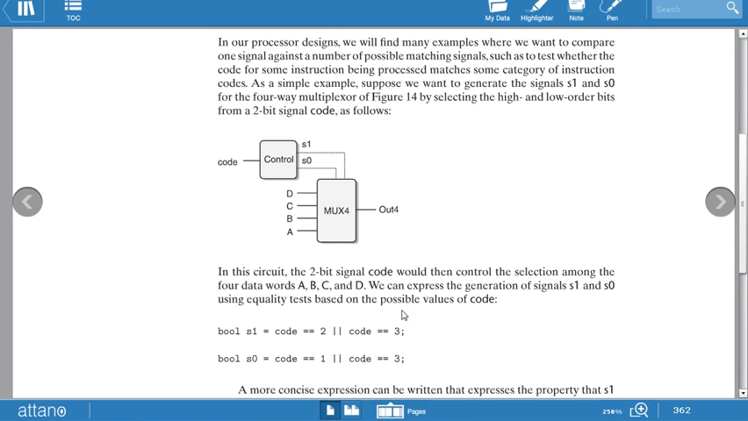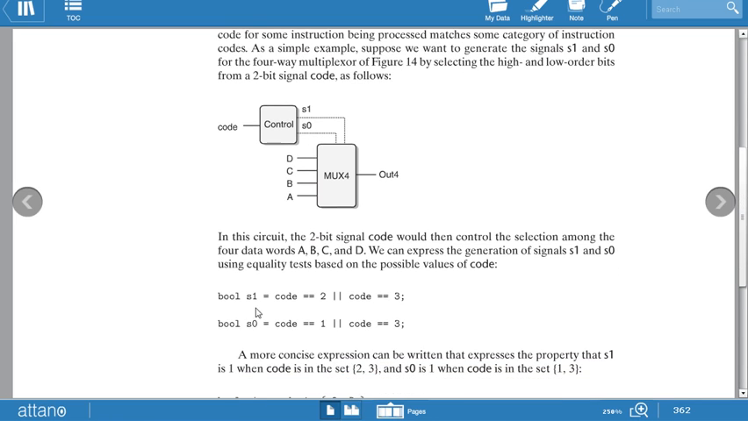In this circuit, the 2-bit signal code would control the selection among the 4 data words. There are 4 data words: A, B, C, D. These are the 2 control signals. We can express the generation of signals S1 and S0 using an equality test based on the possible values of code.